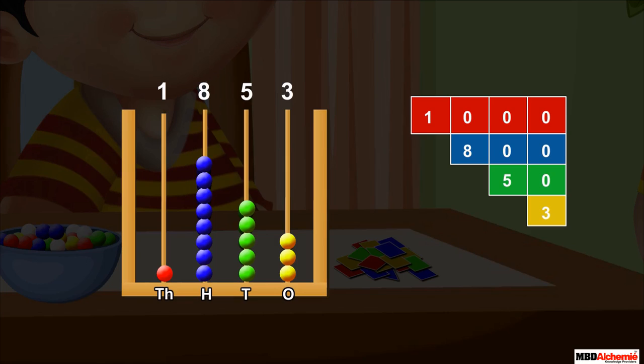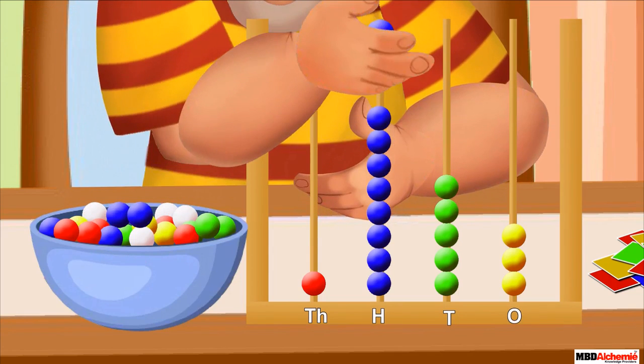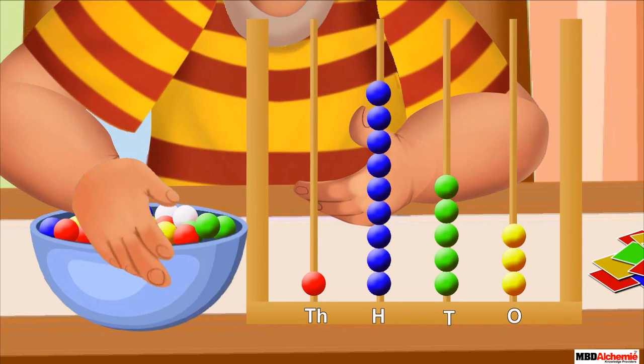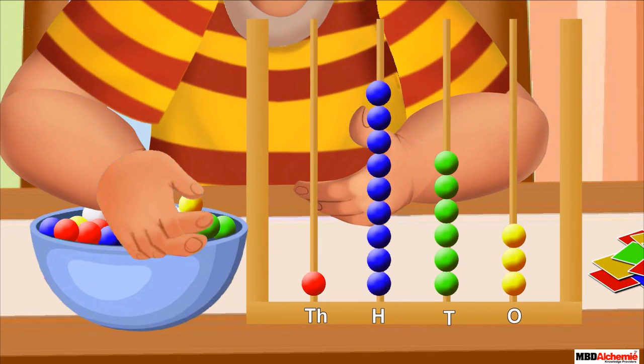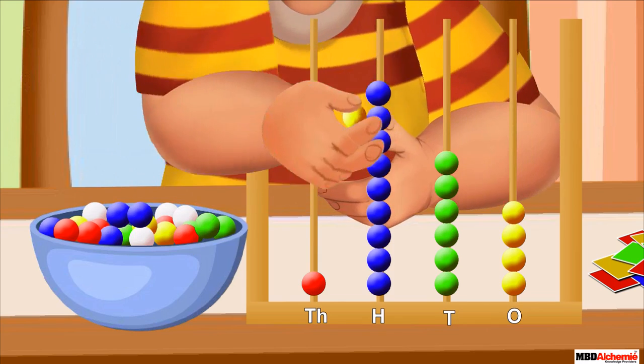So, we can say the number represented by Sid on the abacus is 1,000 plus 800 plus 50 plus 3 is equal to 1,853. He added 1 bead to the hundreds spike, 1 bead to the tens spike, and 5 beads to the ones spike.